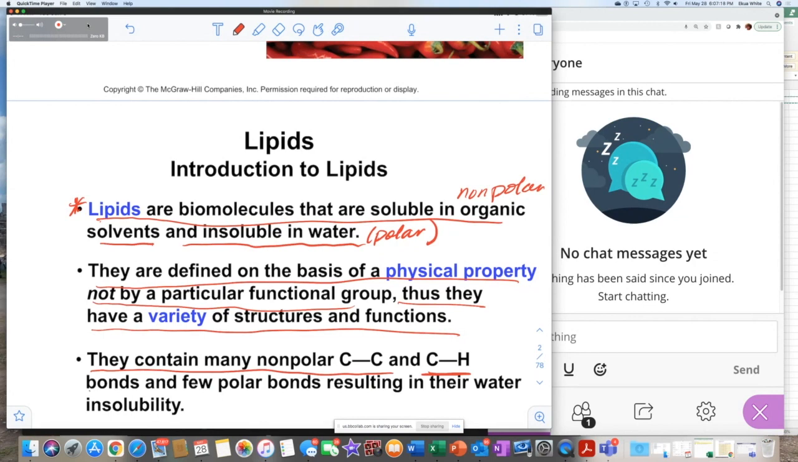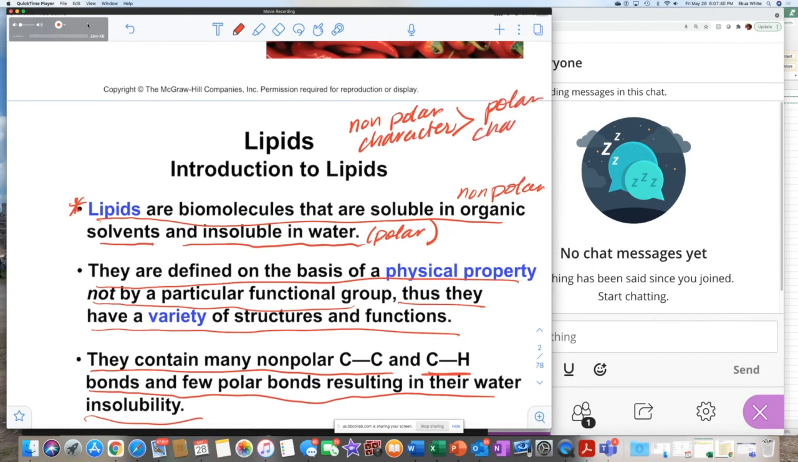And a few polar bonds resulting in their water insolubility. What they're saying here is that lipids contain more nonpolar bonds than they do polar bonds. So you have a greater nonpolar character from the nonpolar bonds compared to polar characters. So the whole molecule behaves as a nonpolar, even though you do have a few polar bonds.